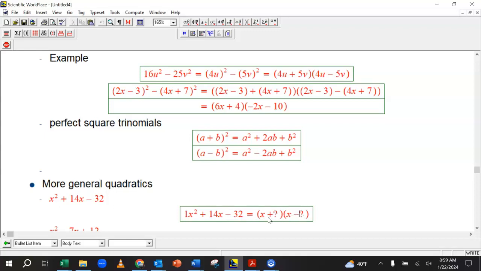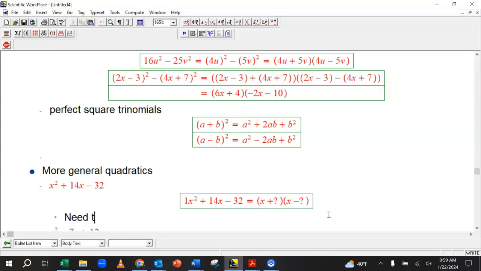Now I need two numbers that, when I put the minus in, multiply to be minus 32. So they're going to be factors of 32. I'm going to get plus one of the numbers matching with x here and minus the other number matching here. Let's write this down. I need two numbers that are factors of 32 whose difference, because they're coming in with these different signs, is 14. Then we do a little bit of trial and error.